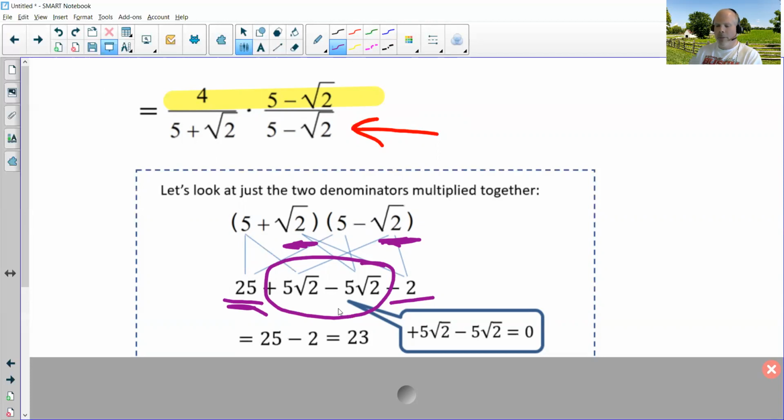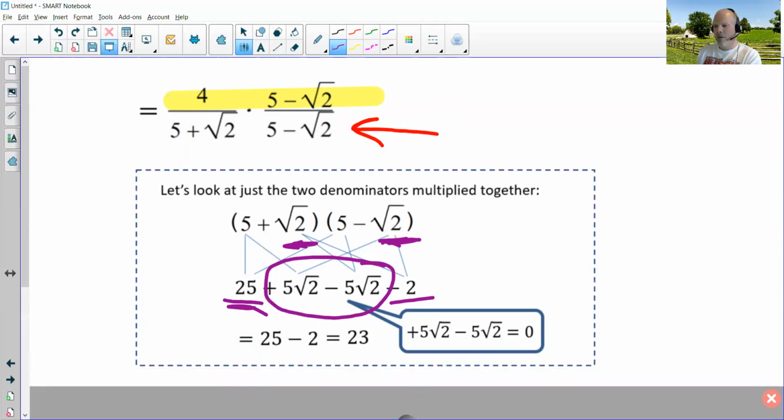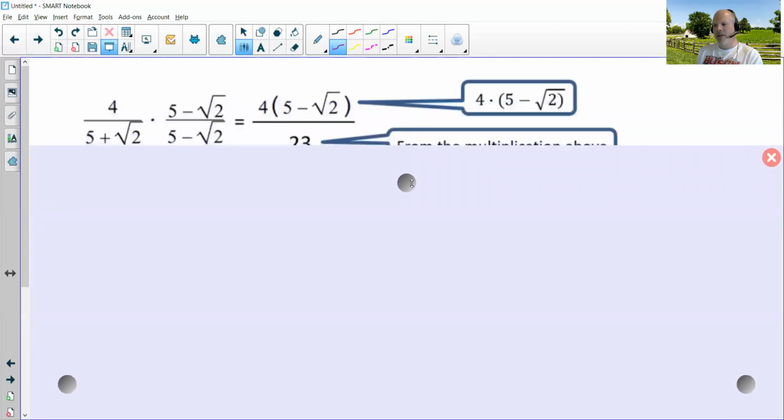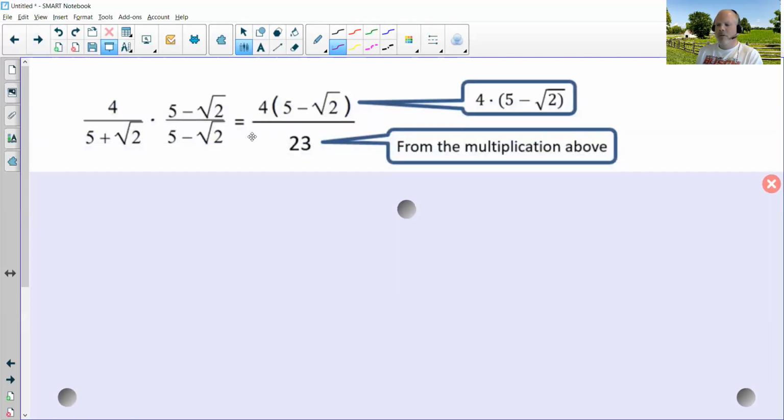So remember, this was just the denominator that we're talking about. So when we multiply the two denominators, we end up with 25 minus 2, which is 23. So as we move on to the next step, this part is what we just did, except we only did the denominator, and we got 23.